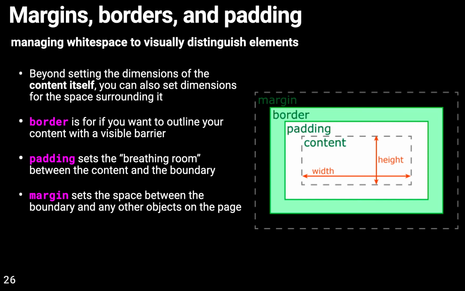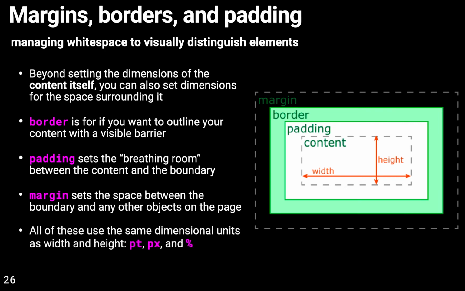So how much space should I give this thing? An example of one that is typically set up with pretty large vertical margins is headers, right? You think of a header, there's a reason that it's visible. And it's not just the font size, it's also that it's sort of alone. It stands out because by default the browser has cleared a bunch of vertical space so that it stands on its own. All of these use the same dimensional units as width and height, so point, pixel, and percent. Again, I typically work in pixels, but percent has its place.